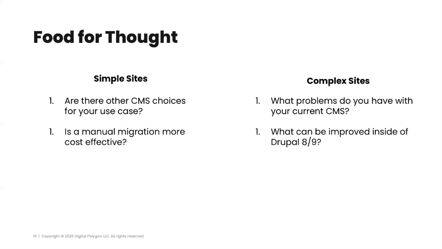For a complex site, what problems do you have with your current CMS? What can be improved inside of Drupal 8 and 9? And what benefits can you get from taking advantage of the new modules and the new framework that exists there, that you don't have the ability to use in Drupal 7? These are really important things to take into consideration when you're planning so that you don't box yourself in. So with that, let's take a look at some of these features and some of the power that Drupal 8 has that you're missing out on in Drupal 7 right now.